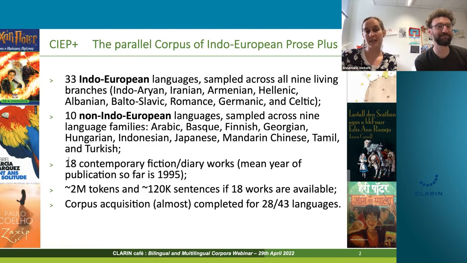And we collect 18 contemporary works of fiction or diary. By contemporary, we mean that they are reasonably recent. Some of them are a little bit older, but at least their translations are relatively recent. So if for any given language all of these 18 works are available, so have been translated and we can get them, the subcorpus for that language consists of about 2 million tokens and 120K sentences. So it's not huge, but it's also not exactly small.